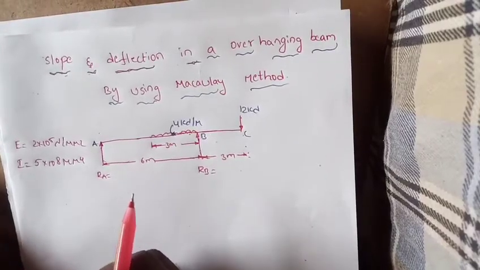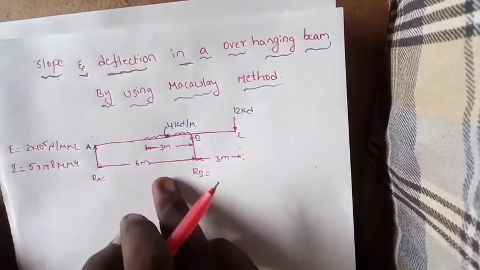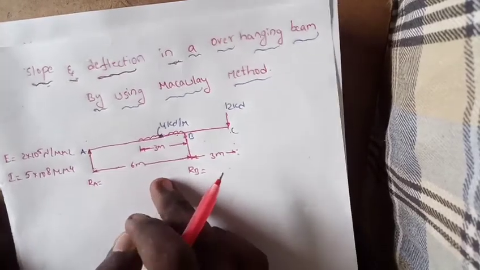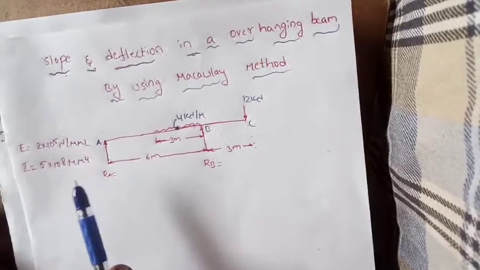Slope and deflection in an overhanging beam by using Macaulay's method. The data and the beam are already given. So first we have to calculate the reactions at A and B.